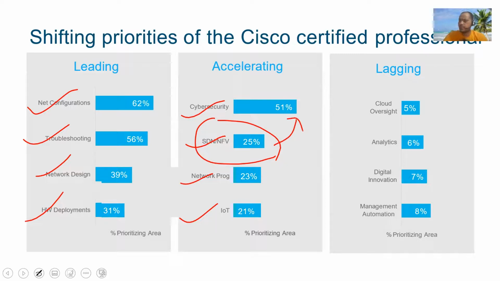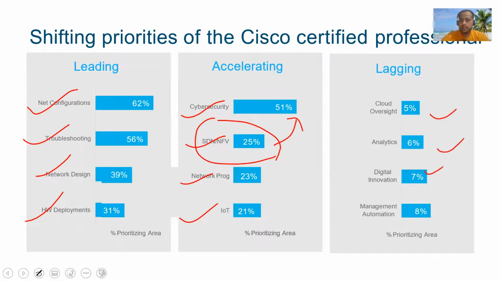And where Cisco engineers or other networking guys are lagging, we are still lagging, is in the cloud, because for cloud, again, you have to learn new things like AWS or Azure or Microsoft and other different vendors who are the major players in the cloud.